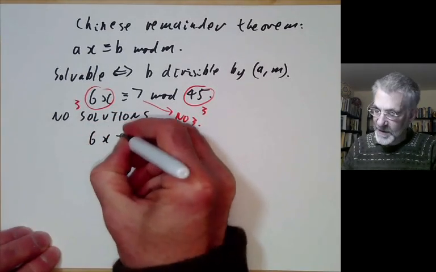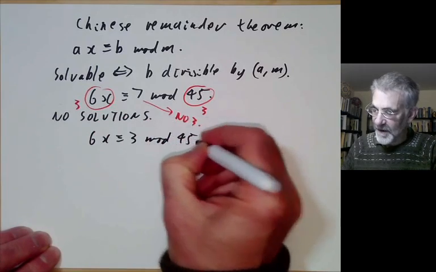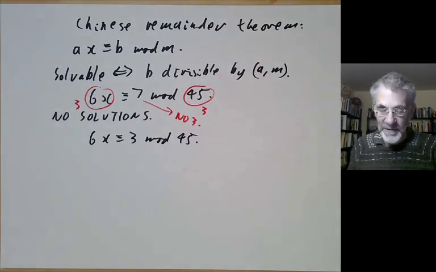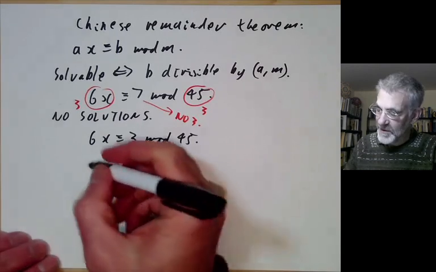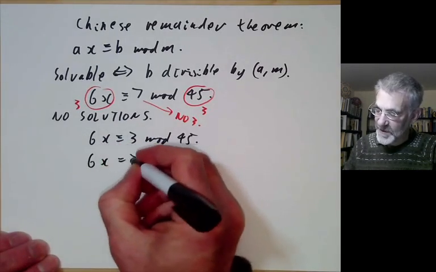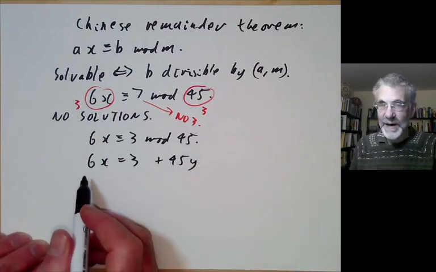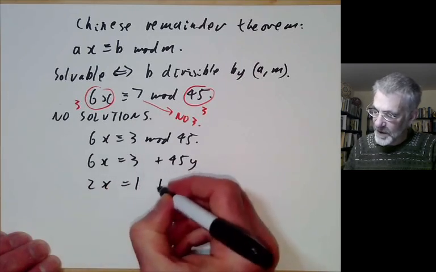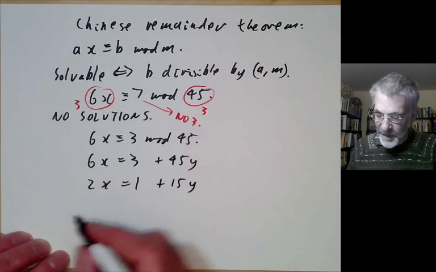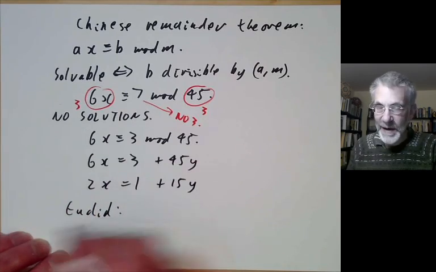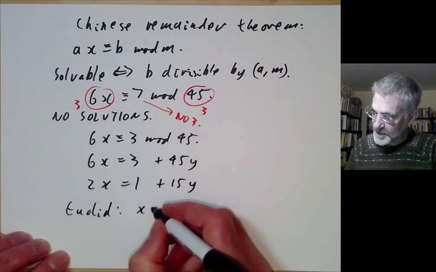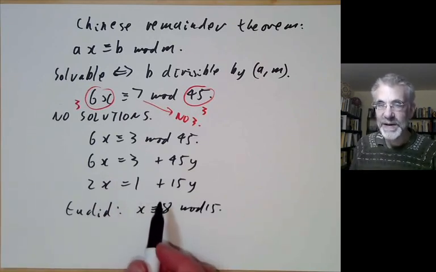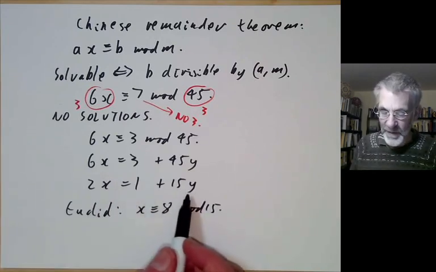Now let's try 6x is congruent to 3 mod 45. Here you see this number is divisible by 3, so there should be a solution. And how do we find the solution? Well, we just write 6x equals 3 plus 45y, and we can take out the factor of 3 to make things simpler. It's not really necessary, but so we get 2x equals 1 plus 15y. And now we can solve by Euclid, which I'm not going to write out in detail, and you can just find x is congruent to 8 mod 15. Of course, with an example as small as this, it's faster just to do by trial and error rather than by using Euclid.